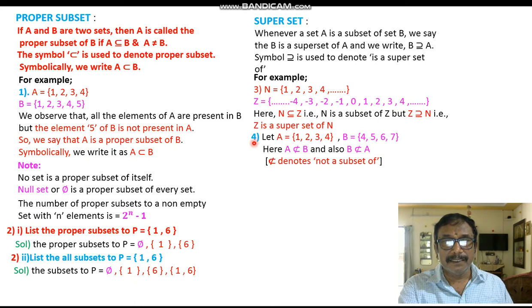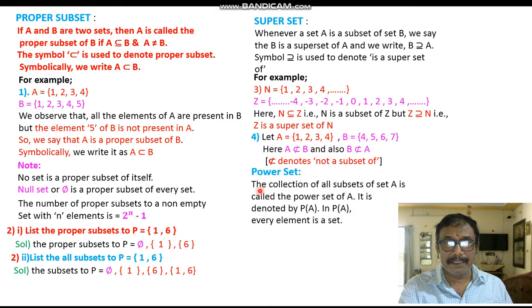Let us take some other example. Example 4. Let A is equal to 1, 2, 3, 4 and B is equal to 4, 5, 6, 7. All elements of A are not in B. Some of the elements, that is 4, exist in both A and B. We should not say A is a subset of B or B is a subset of A. This symbol denotes not a subset of.